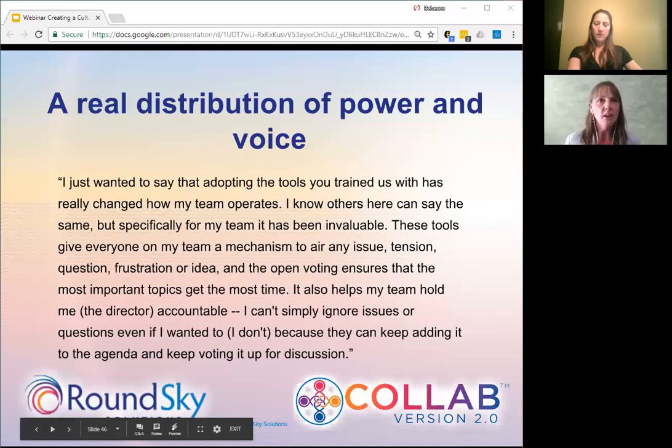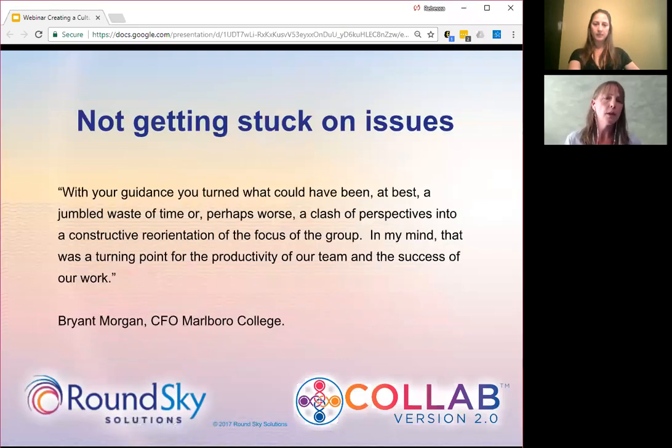Another benefit, not getting stuck on issues. With your guidance, you turned what could have been at best a jumbled waste of time, or perhaps at worst, a clash of perspectives, into a constructive reorientation of the focus of our group. In my mind, that was a turning point for the productivity of our team and the success of our work.